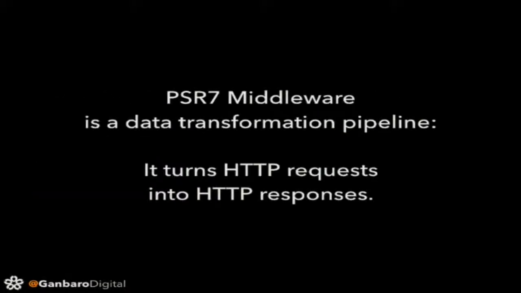Now, I said this isn't to talk about PSR-7. There's two mentions of PSR-7. This is the first of the two. PSR-7 middleware is an example of a data transformation pipeline. It turns HTTP requests into HTTP responses. But what we are interested in, and what this talk is about, is how to take the concept of a pipeline and use it for your own business needs, or your own organization needs, what your app needs. Because it's a very, very flexible, very powerful architecture pattern.